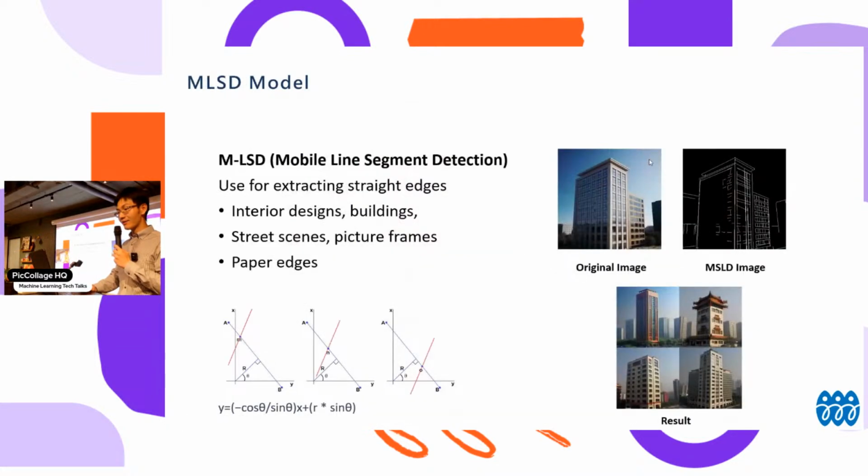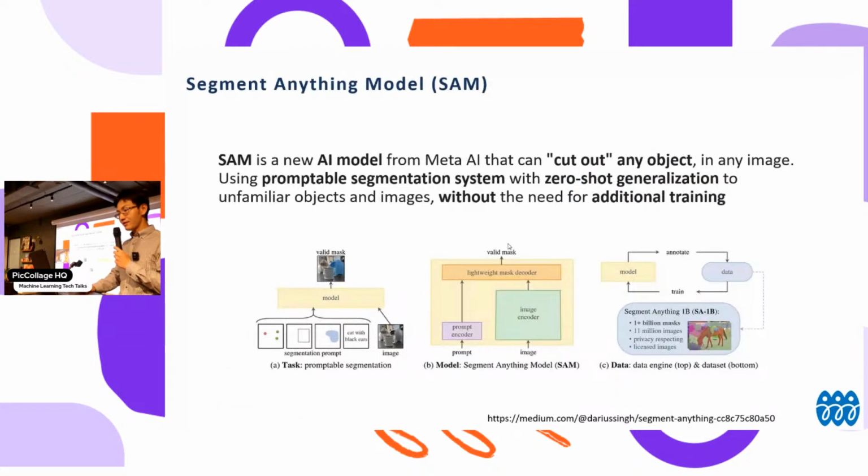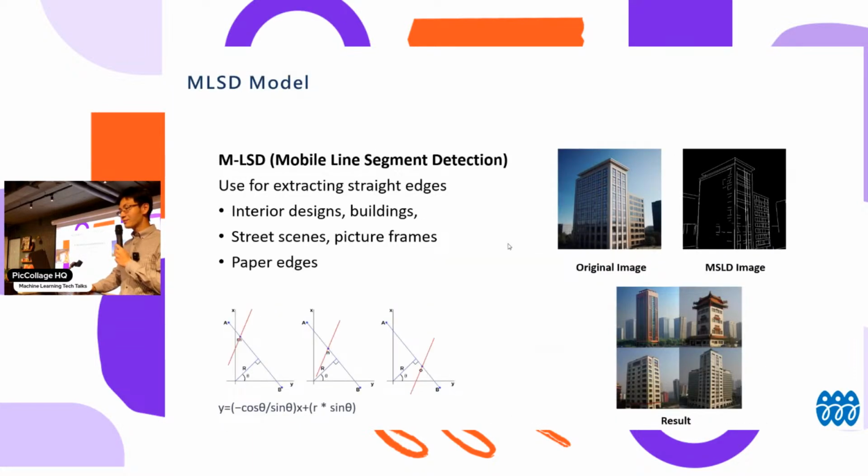There is another model like MLSD, or Mobile Line Segment Detection. This one is suitable for buildings. It can detect the lines, and we can use it with Stable Diffusion to create another layout of the building and also the layout of the street. So for ControlNet, there are more models that we can use, but that is my presentation.